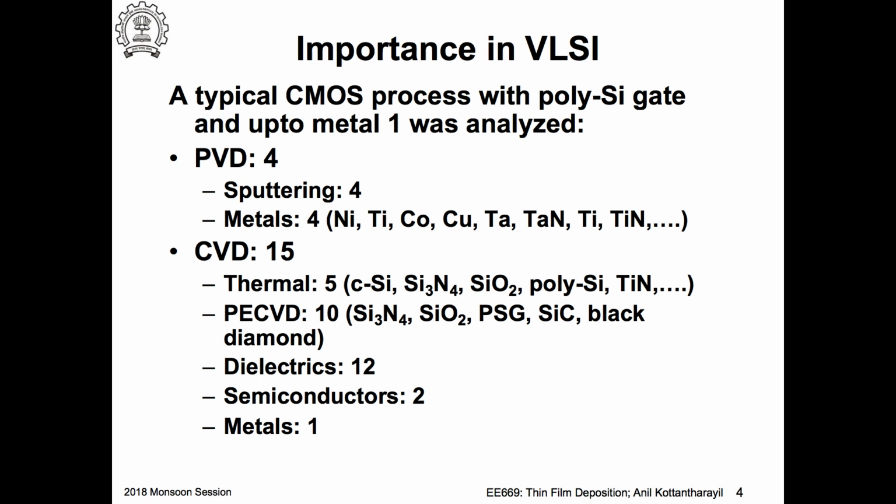CVD, 15 processes. Okay. Thermal is used for depositing crystalline silicon, silicon nitride, silicon dioxide, polysilicon, titanium nitride, and so on. PECVD, plasma enhanced CVD processes, 10 steps. So silicon nitride, silicon oxide, phosphosilicate glass, PSG stands for phosphosilicate glass. Silicon carbide, black diamond, this is again some form of carbon. Okay. This is a trade name for a process that Applied Materials has developed.